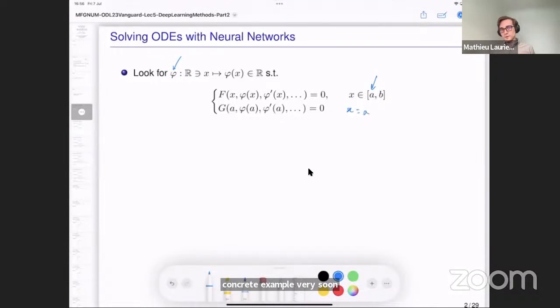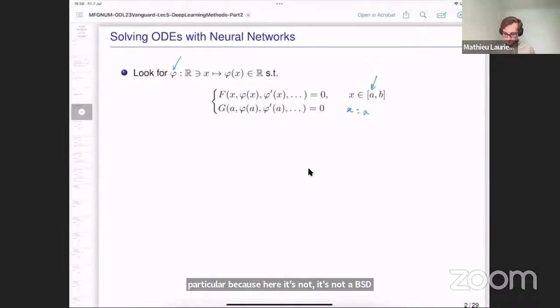And you want to solve this ODE. And the question is, how can we do that using deep learning? So in principle, this has nothing to do with neural networks. It's not stochastic, so it's not very clear how we are going to use SGD, right? If you want to use stochastic gradient descent, well, it's not very clear because here it's not a BSDE or an SDE, so nothing stochastic.